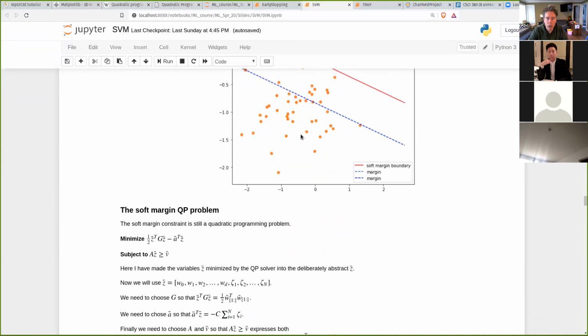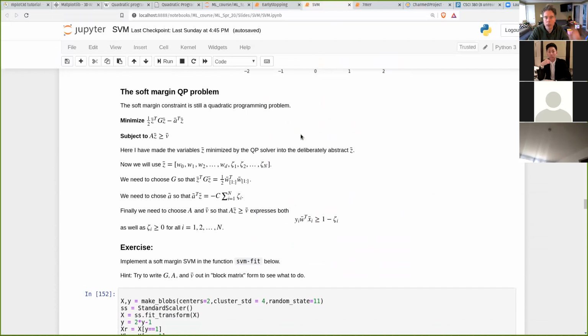Now let's try to explain how we phrase all that as a quadratic programming problem. We still have the same basic setup for quadratic programming, that it only does one thing. Now I'm using z instead of w, because we have so many more variables. The set of variables that we want to minimize are all of these variables.